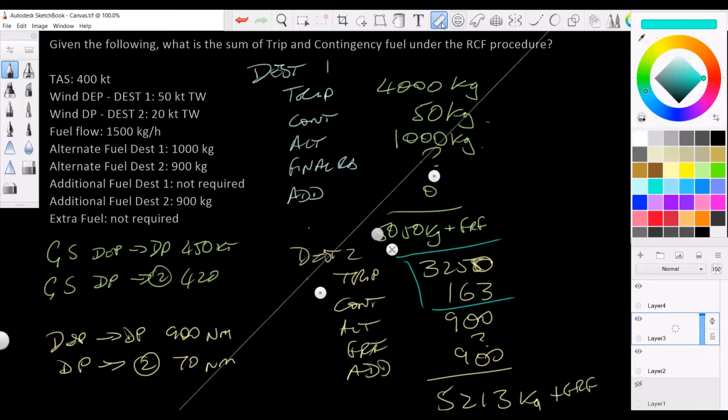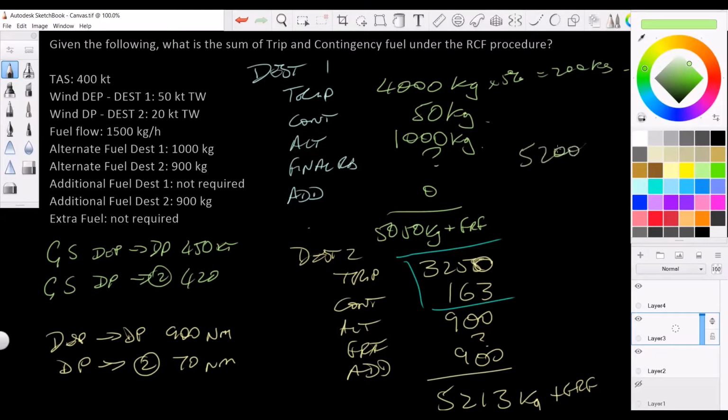But what if we had used the basic procedure? Well, 5% of 4,000 is 200 kilograms. So under the basic procedure, we'd have needed 4,000, another 200 contingency instead of 50. So 50 contingency is the reduced contingency fuel, and then the 1,000 alternate plus final reserve. So we'd have needed 5,200 kilograms plus final reserve fuel, which is 13 kilos less than we require on the reduced contingency fuel procedure.